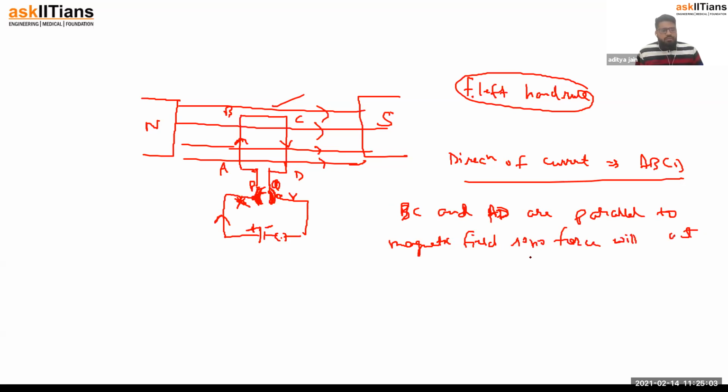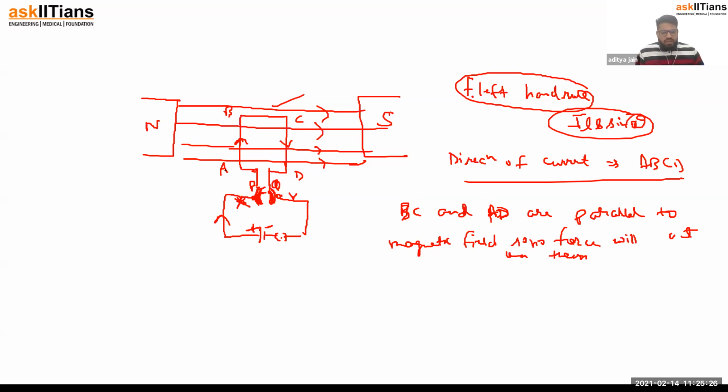We already saw that whenever the current carrying conductor is perpendicular to the magnetic field, then only force will act. And we have also seen the formula ILB sin theta. Here theta is 0 for the parallel sides, that is the angle between current and the magnetic field. That's why the magnetic force on BC and AD is 0. Now let's see AB and CD.